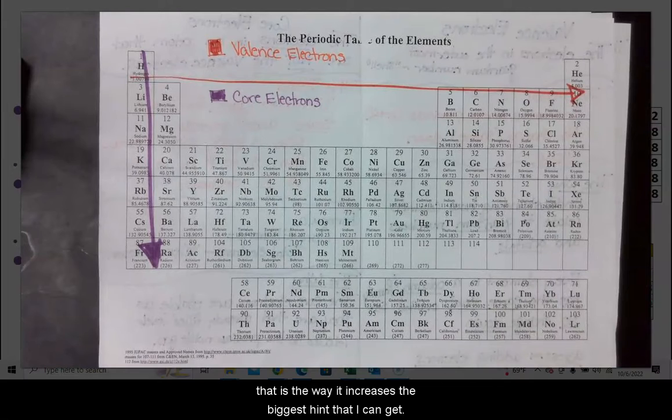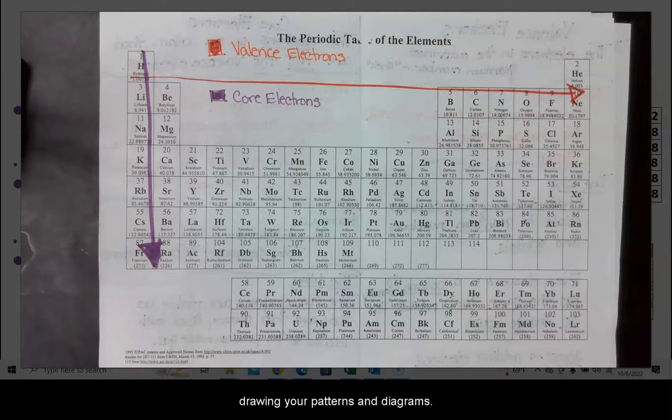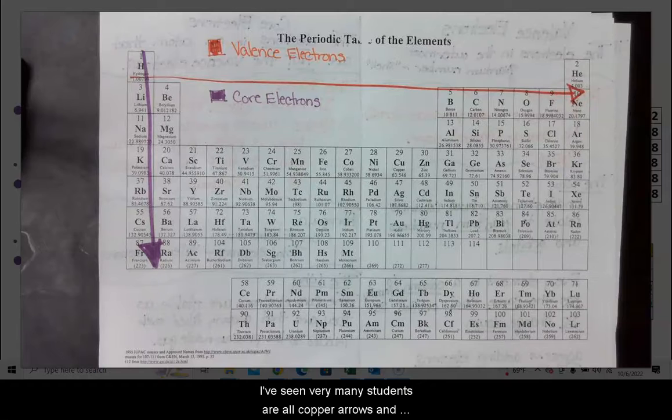The biggest hint that I can give any student is to always draw your arrows towards increasing. Drawing an arrow and then writing the word decreasing on it is counterintuitive and will make you confused when drawing your patterns and diagrams. I've seen very many students draw proper arrows and then improperly label them increasing and decreasing. Whereas if you always do your arrows towards increasing, you will not have to then remember what words to write on which arrows.